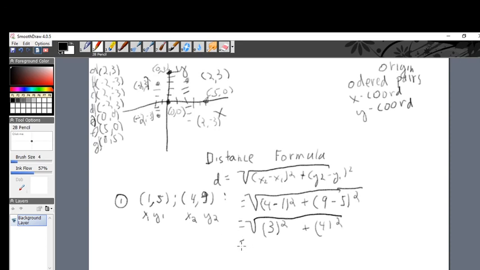We continue. Equals, sorry, the square root has to go over everything. 3 squared is 9. 4 squared is 16. Okay, equals the square root of 9 plus 16, which is 25. And finally, the square root of 25 is 5. There's our distance. The distance between this point here and this point is 5 units. You don't say plus or minus 5 because it's got to be positive. The distance is always going to be a positive number when you're talking about real things like distances.